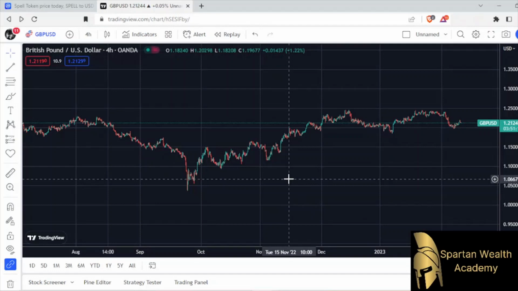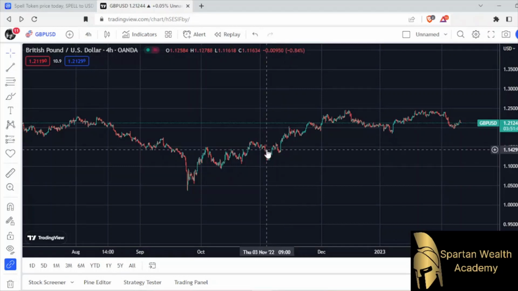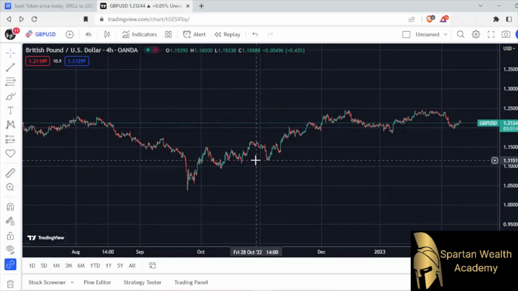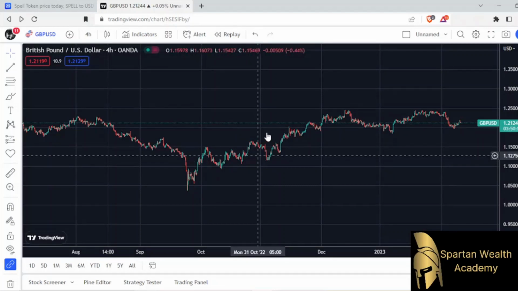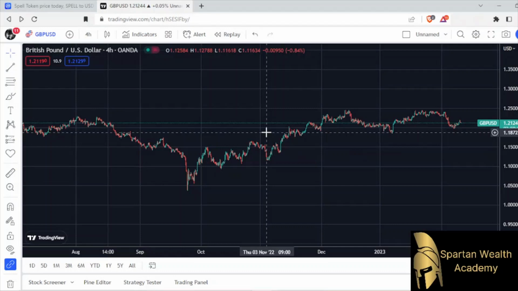So you're going to be in that trade for a good few weeks, maybe even a few months. Whereas with day trading, you're going to be looking for sort of 30, 40, 50 pips movement. So that's why time frame is important as well. But for me as a swing trader, I'll show you how I'd swing trade.